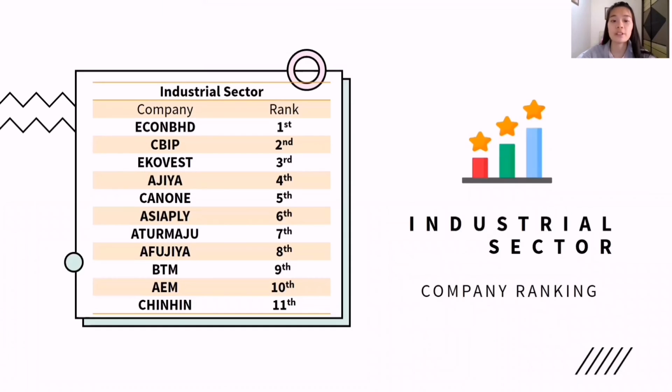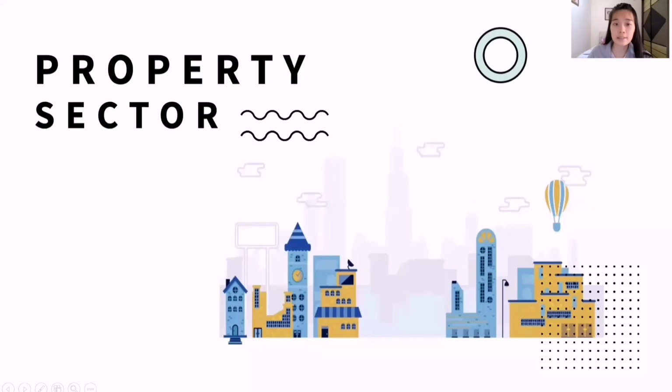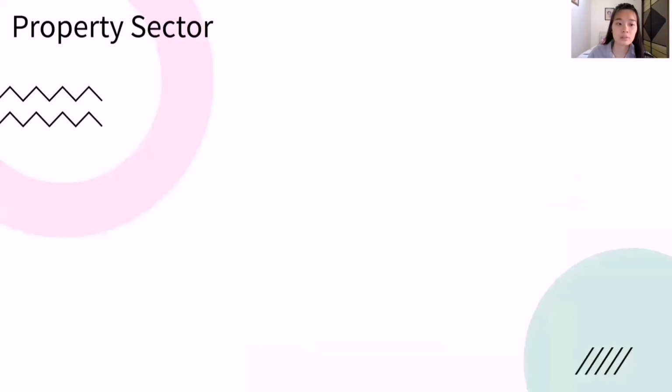From the research result, we can conclude the ranking of the companies' performance in the industrial sector as shown in this table. The first place is taken by Econ Berhad, and the second place is EPIC. The third is Ecovest, followed by Ajiya, Can1, Asia Fly, ATU Maju, Afujiya, PTM, AEM, and Chinhin. Next is the property sector.